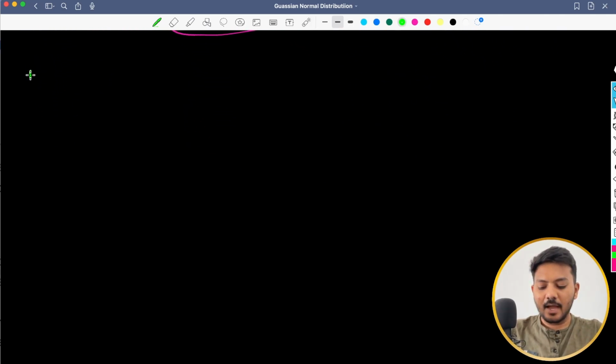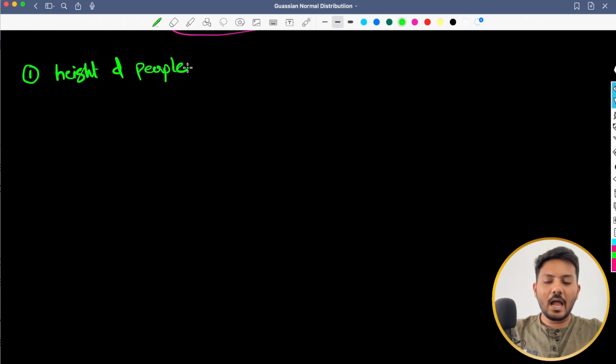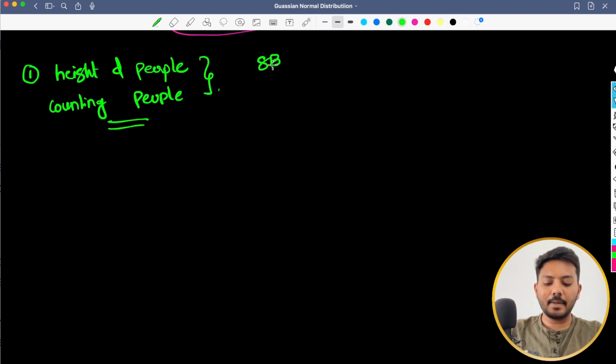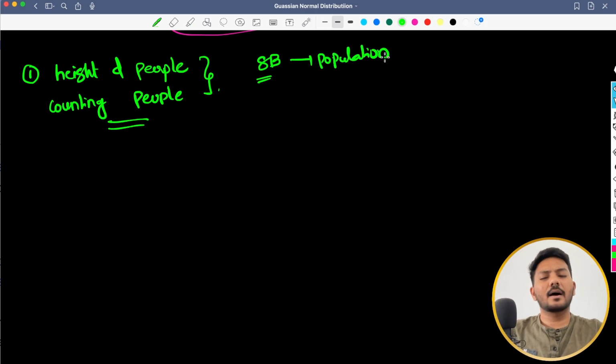So let's say I am taking height of people, and then I am also counting people in the particular height. So let's say this is my task. There are 8 billion people. This is my population, and there are many different kinds of people, and their heights might vary, and the number of people who are falling in that particular height bracket might also vary, right?